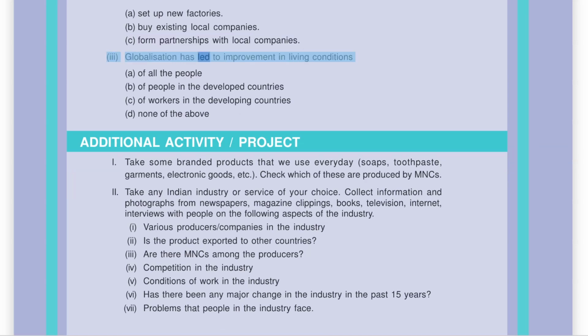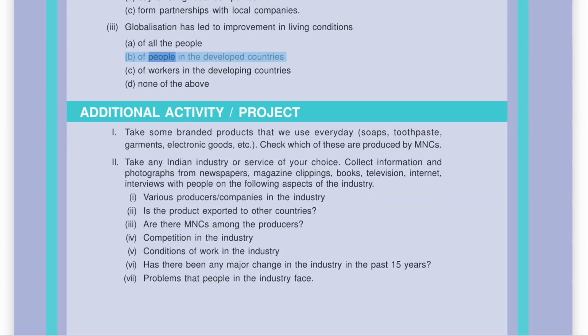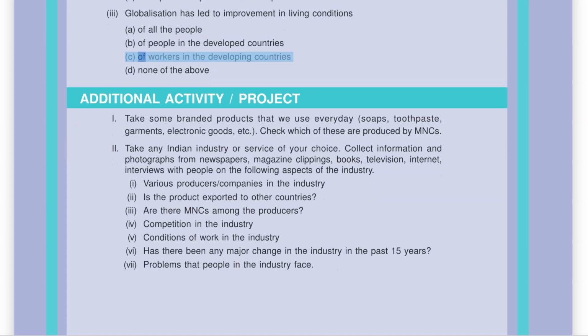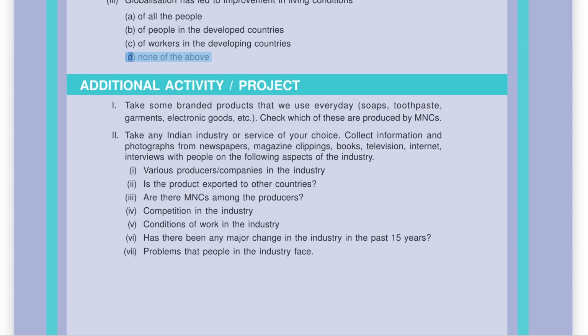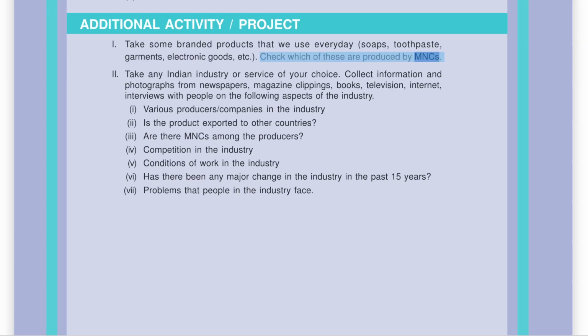3. Globalization has led to improvement in living conditions A. Of all the people. B. Of people in the developed countries. C. Of workers in the developing countries. D. None of the above. Activities: 1. Take some branded products that we use every day, soaps, toothpaste, garments, electronic goods, etc. Check which of these are produced by MNCs.